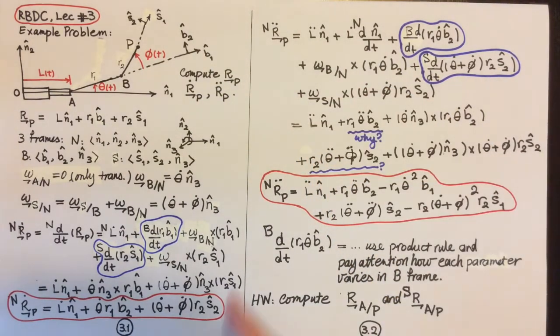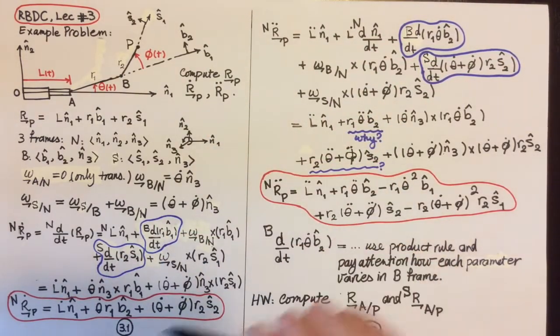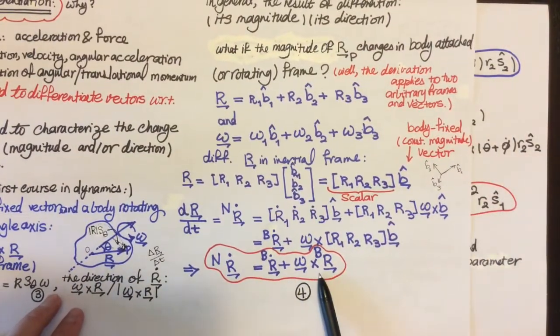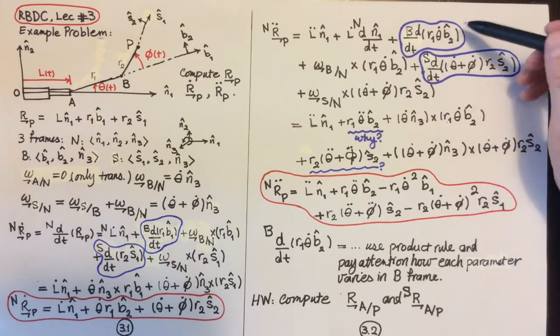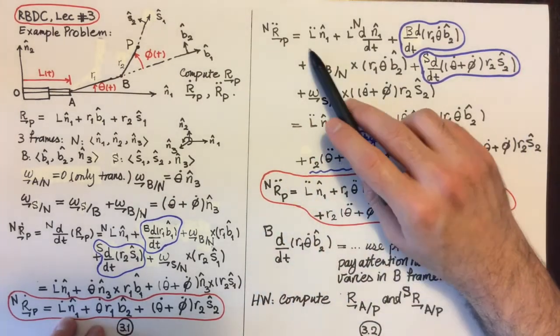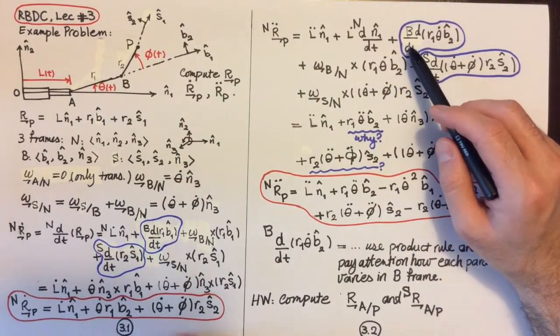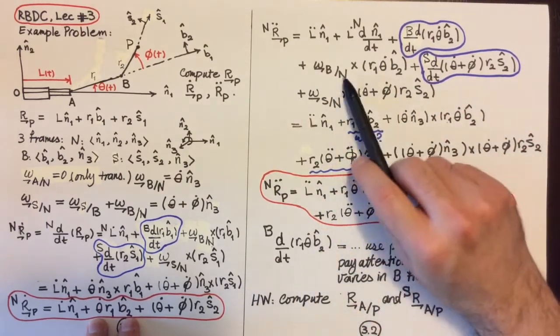All right. So now to compute acceleration is pretty straightforward. You need to differentiate each of these terms and add them all together. Again, we're going to use this equation to relate time differentiation of a vector in the secondary frame to the time differentiation of the vector in the primary frame. Differentiating the first term, L dot N1 hat, obviously this term goes to 0.